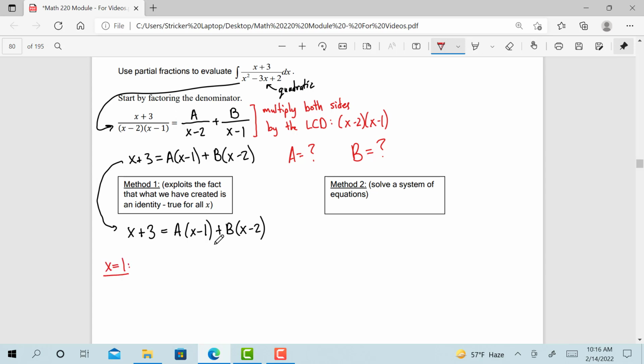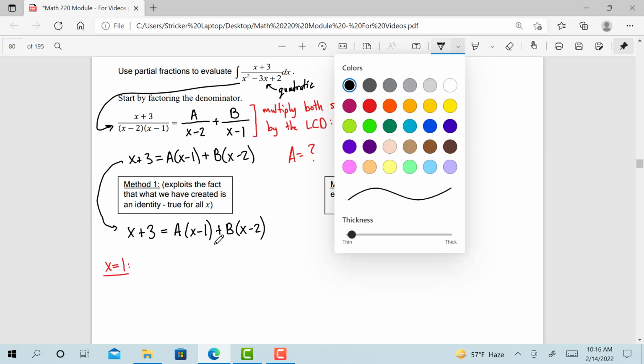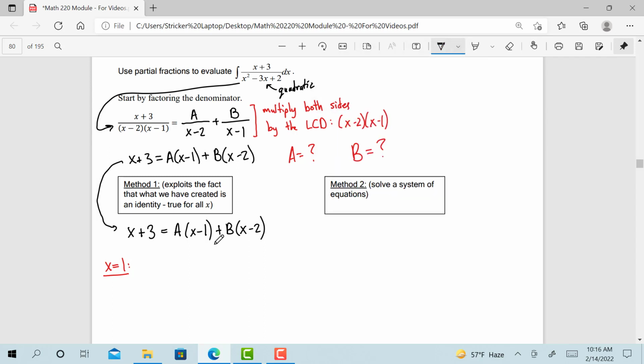Because when you plug x equals 1 in, what do we get? Well, we get 1 plus 3, which is 4 on the left side. And then on the right side, when you plug 1 in the first part, 1 minus 1 is 0, the a part completely goes away. And then we have plus b times 1 minus 2, that's negative 1. And so that actually tells us what b is. That tells us that b is equal to negative 4.